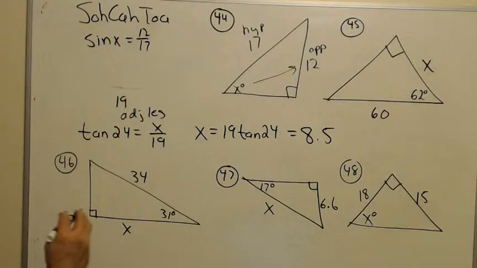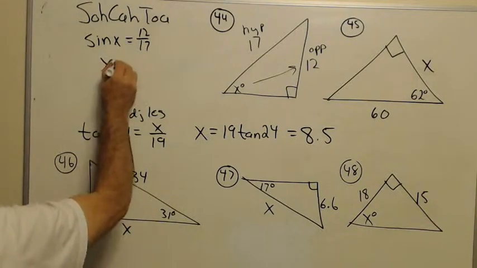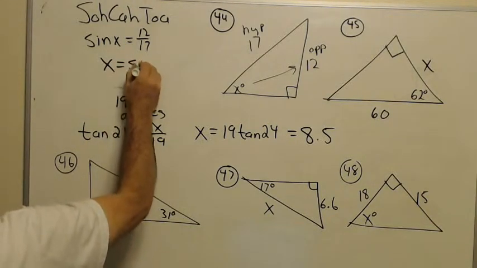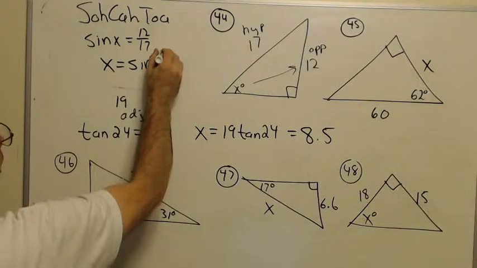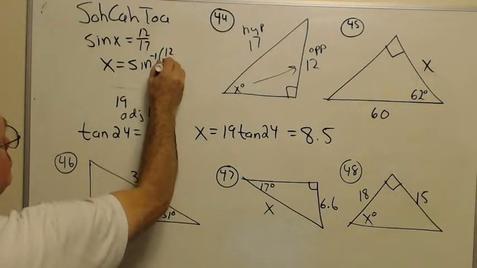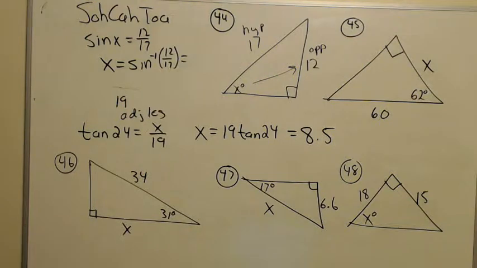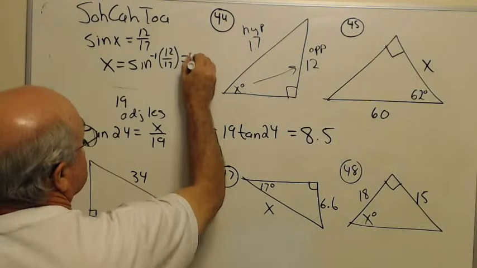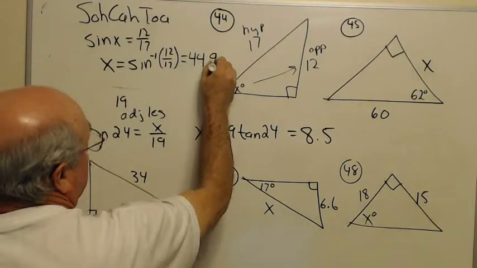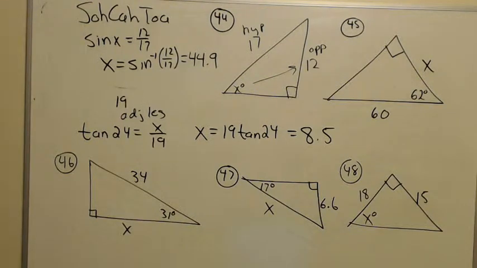When we want to know the angle, we use the inverse function. X is the inverse sine of 12 over 17. So I'll use the second button on my calculator. Second sine will get the inverse sine. 12 divided by 17, put that in parentheses, hit enter. To the nearest tenth, this is 44.9 degrees on number 44.